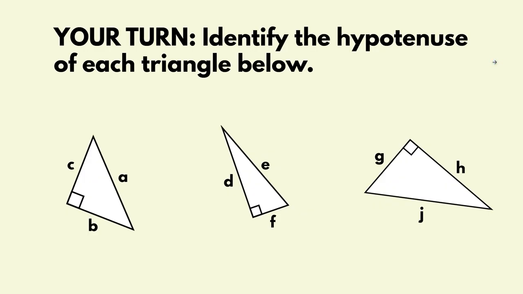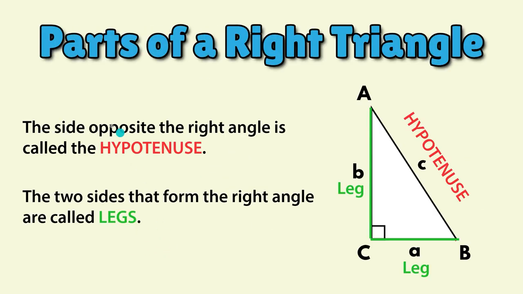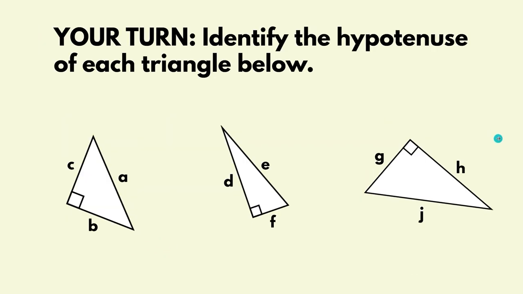Hopefully you've made your determination at this time. If you said A on the first one, you would be correct. If you said E on the second one, you'd be correct. And hopefully you said J on that last one.